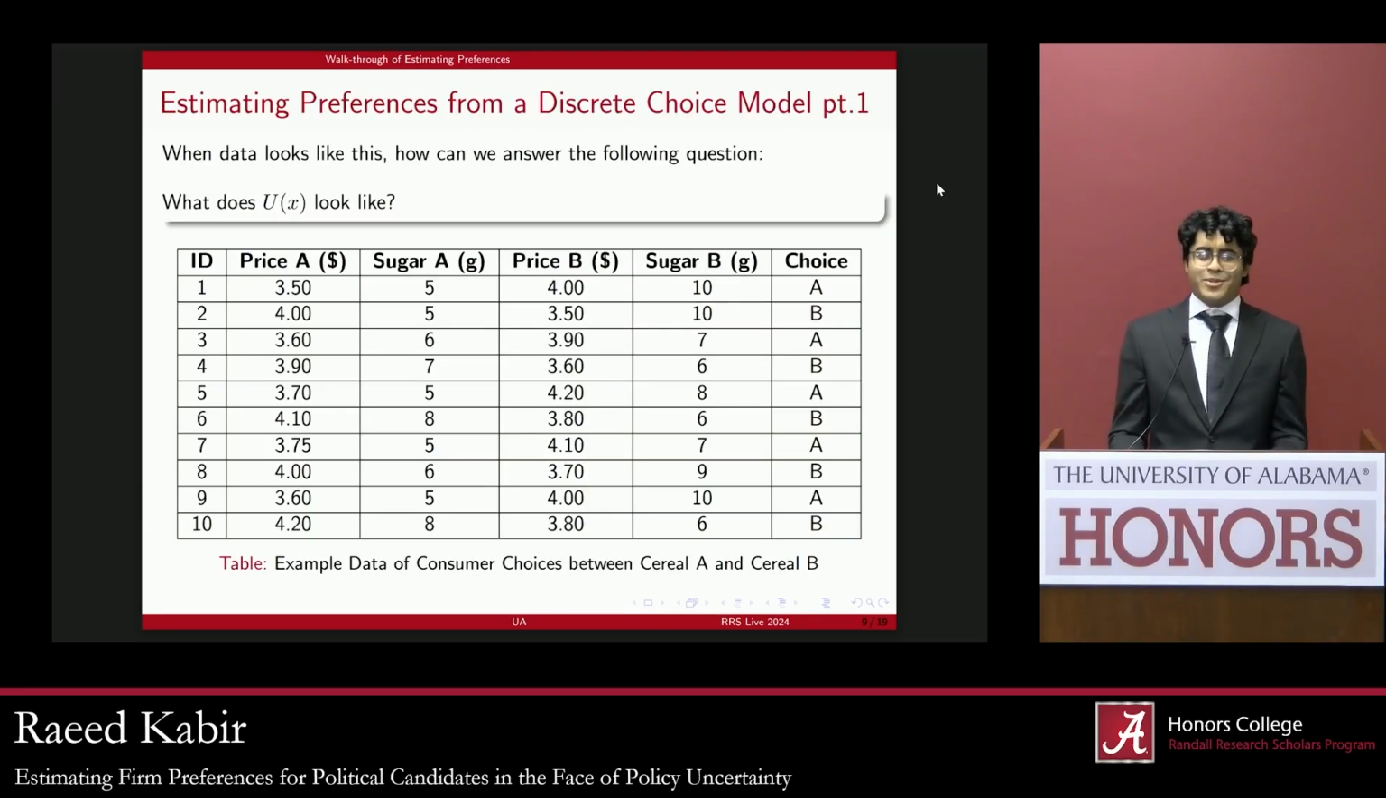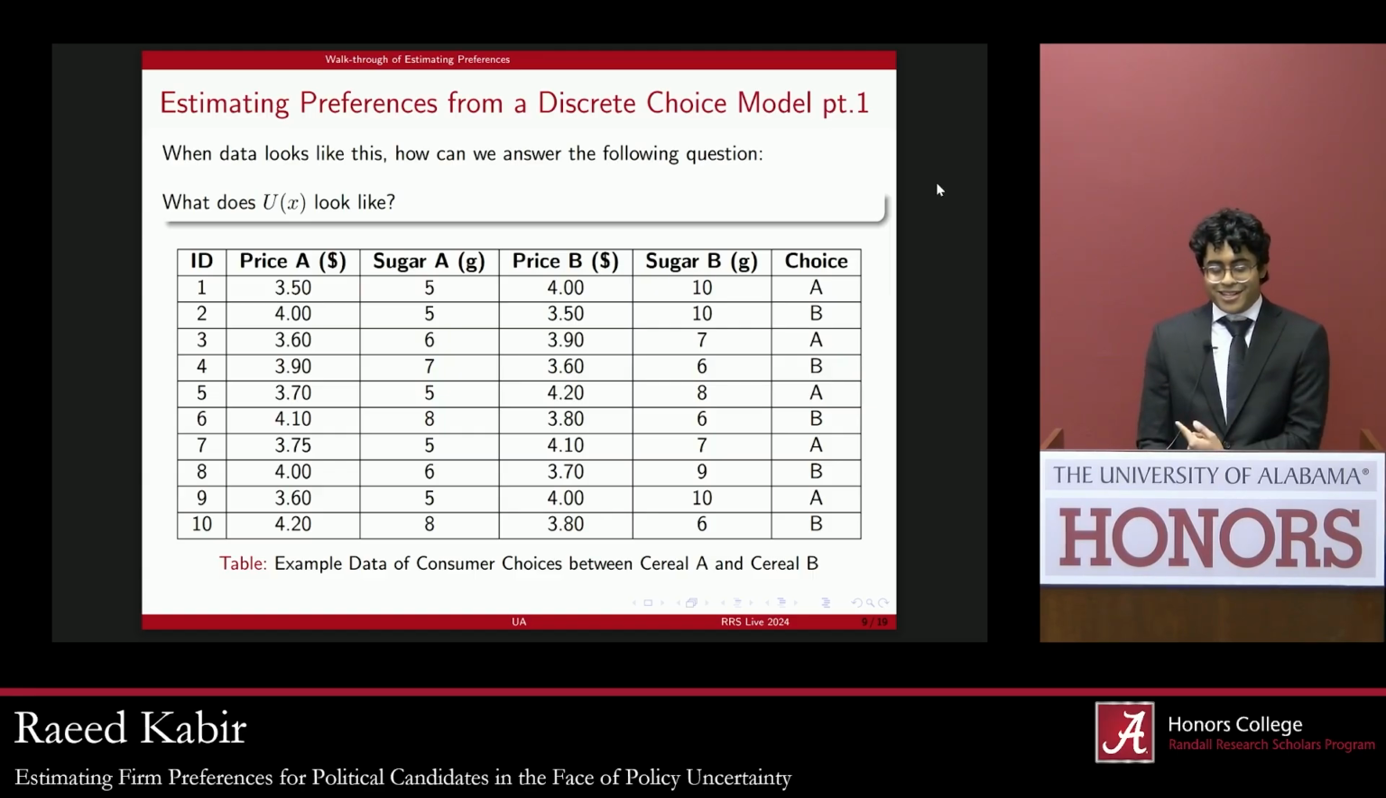We don't see people's utility functions. We don't know what makes people happy completely. And all we see are maybe choices, and the characteristics of the goods upon which we're choosing from. And this is actually just ChatGPT data, I just asked it to make something up: 10 individuals and the choices they make between two cereals. What's the price of the cereal? What's the sugar content of the cereal? And which one do they choose?